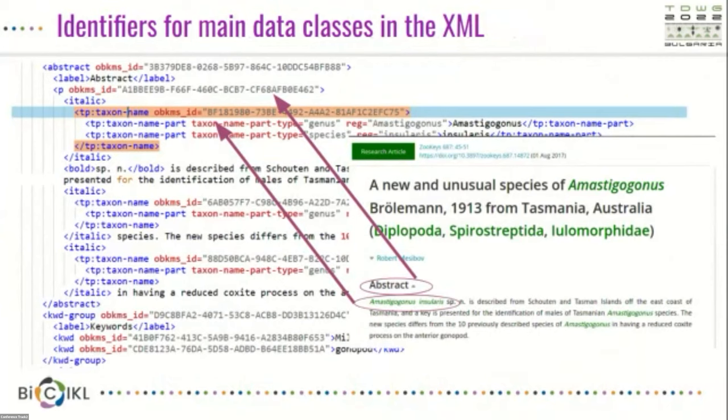An important thing is that we are assigning identifiers to the main data classes in the XMLs before RDFization.